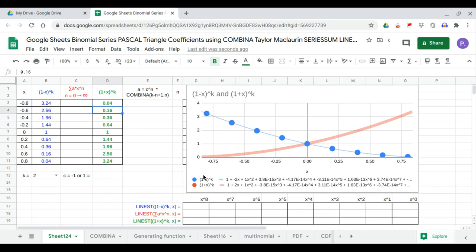Next, we use the Taylor-Maclaurin series sum to generate both. So it is a times x to the power n, where a is c to the power n times COMBINA of k minus n plus 1 comma n. And the value of n is from 0 to infinity. So we go with 0 to 8.